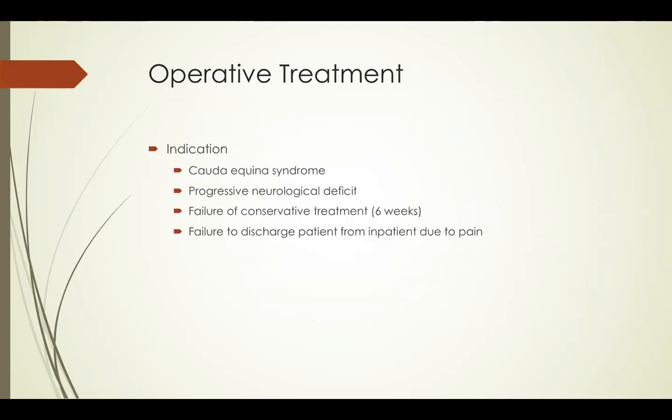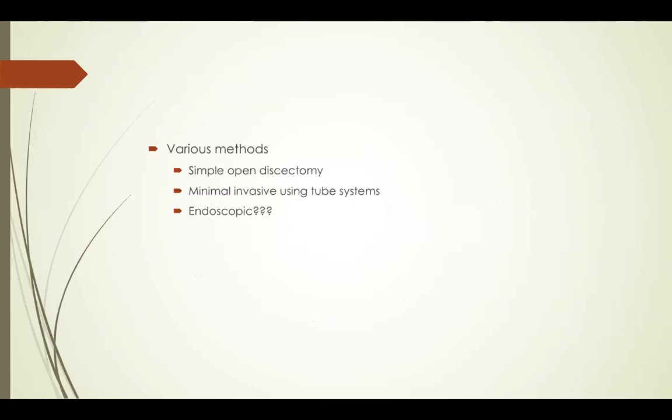These are the indications I already talked about, what indications you do operations for, and how you do the operation is also important. People do a simple open discectomy. You can otherwise try minimally invasive surgery using a tube system, which I usually do. And endoscopic is another method. I think we have a surgeon at UW who does endoscopic as well, and he has pretty good results with the endoscopic as well.